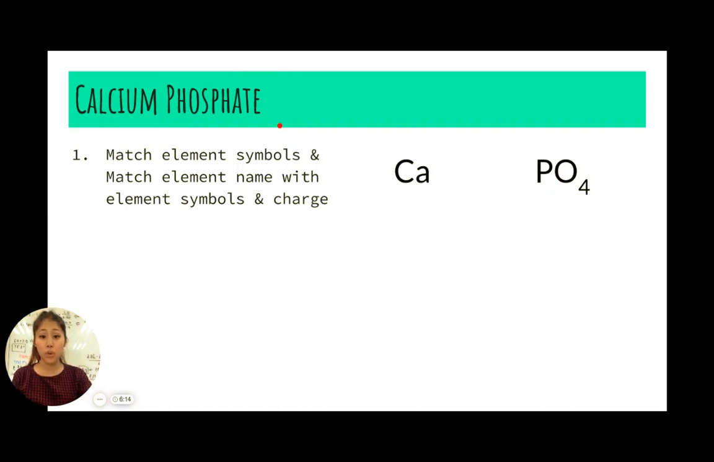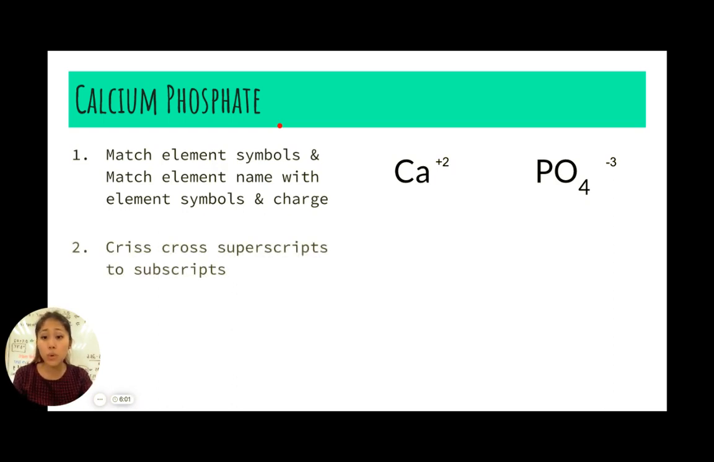Calcium is found in group 2. It always has a charge of 2+. Phosphate, we know polyatomic ions are fixed charges, and those ones you kind of need to memorize, is that phosphate has a charge of -3. We then do what we have done before.